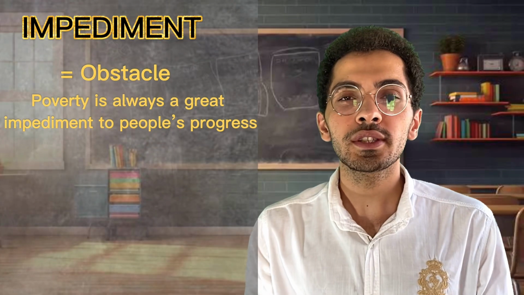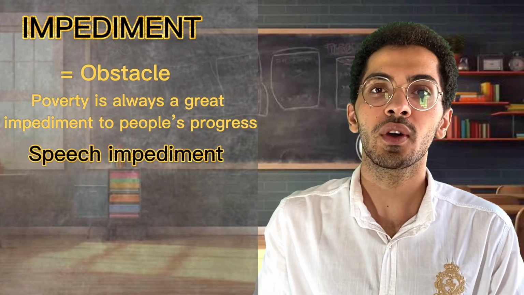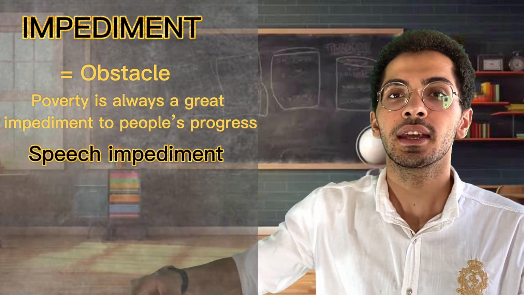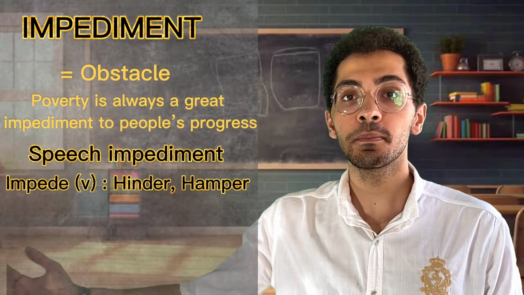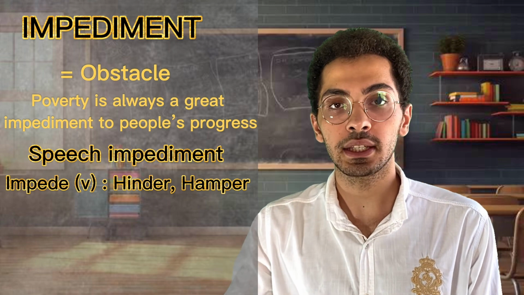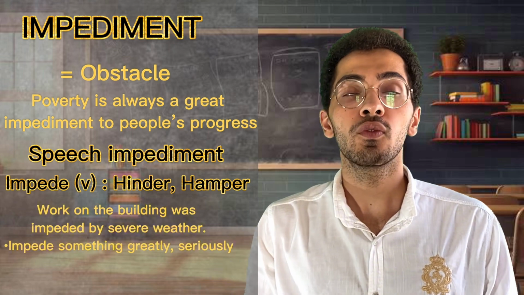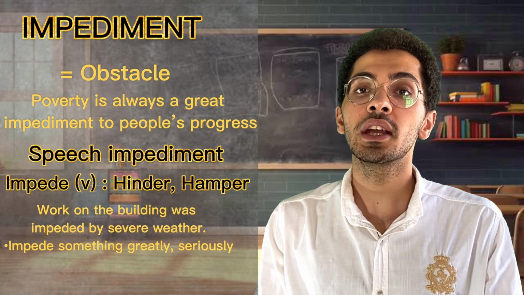We also have speech impediment. For example, I want to read this word, I would say impediment. It's called speech impediment. And the verb form of it is impede. It means hinder or hamper something. For example, work on the building was impeded by severe weather.